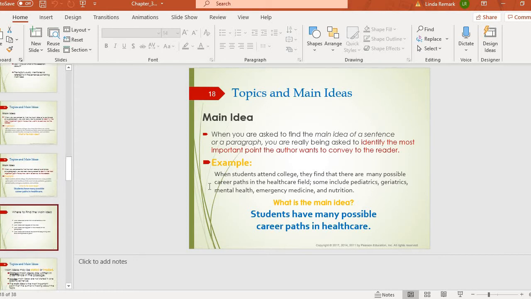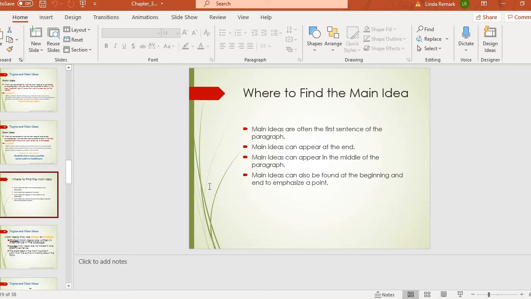So this kind of leads to the discussion on, well, what does a main idea look like? How do I find it and where do I find it? So main ideas are often the first sentence of a paragraph. I would say like a good 95% of the time. If an author directly states their main idea, that first sentence is a good bet. But you can't count on it because main ideas can also be at the end, in the middle, or they can repeat it at the beginning and the end.